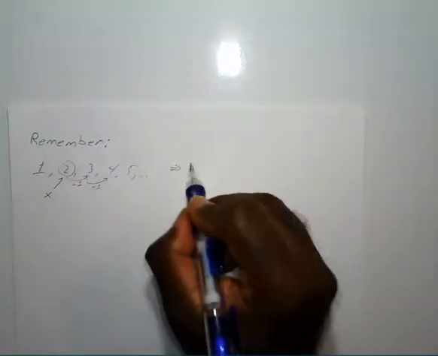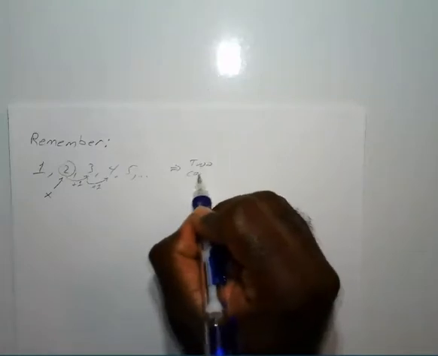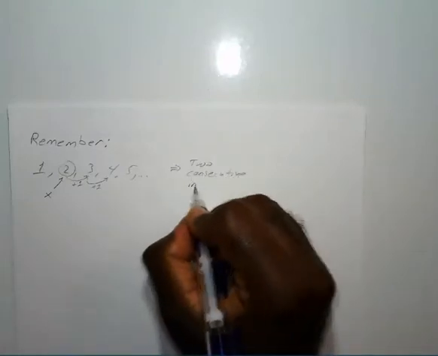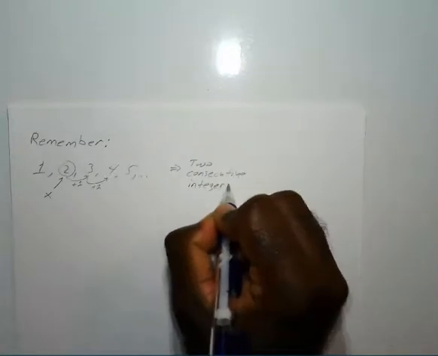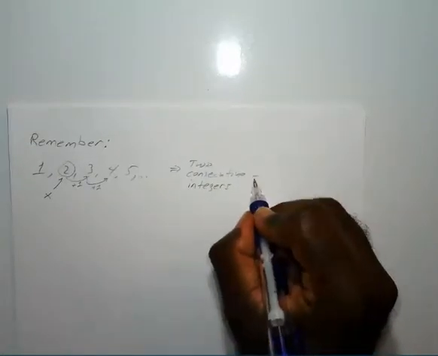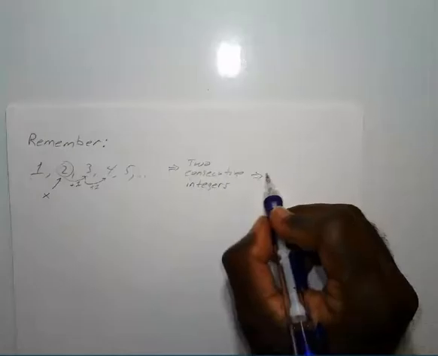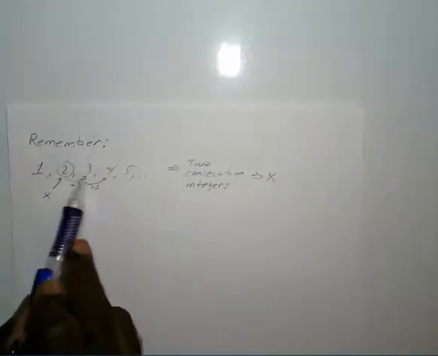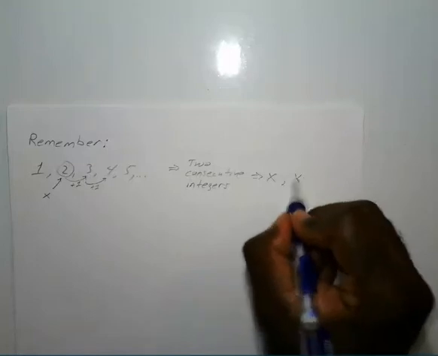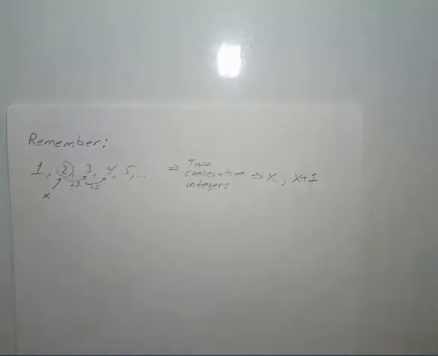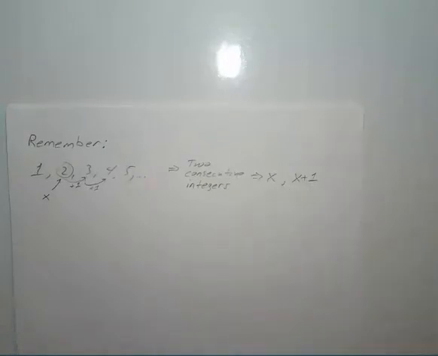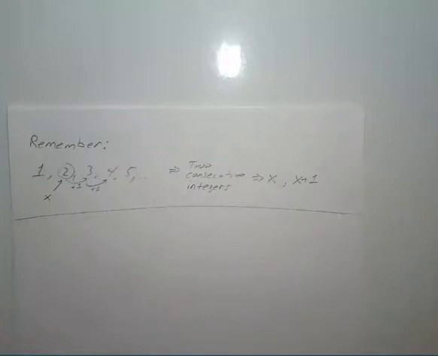So if you have 2 consecutive integers, we don't know what that first one is, so we'll call it x. Now remember, to move on to the next integer, you just add 1. Okay. Now if it was 3 consecutive integers, it would be x, x plus 1, x plus 2. Okay, and so forth and so on.